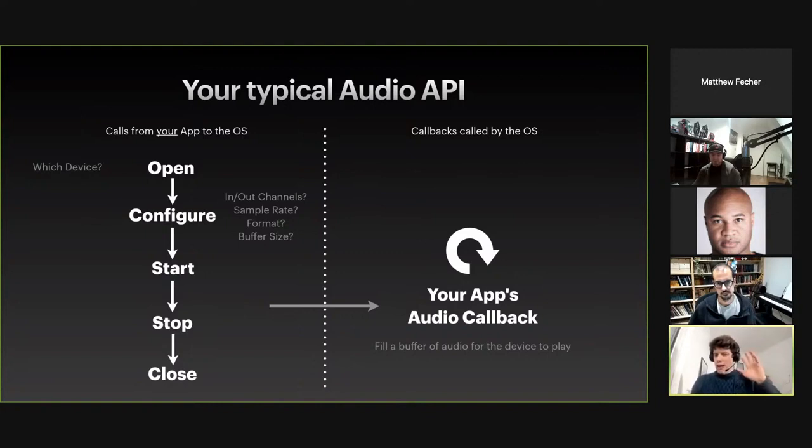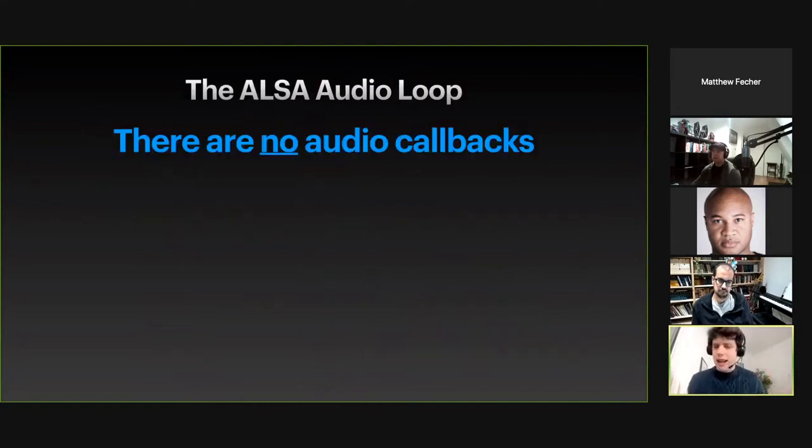And in this section of the talk, I just want to focus on these audio callbacks, right? So for an audio callback, the operating system calls an audio callback in your app and you're expected to fill a buffer of audio with the samples that you want to play back. Those are the APIs we're used to. Now, surprise, surprise. In ALSA, there are no audio callbacks. That's a huge difference compared to any other audio APIs that I've seen. And to understand why, let's look in more detail at how audio hardware works in essence.